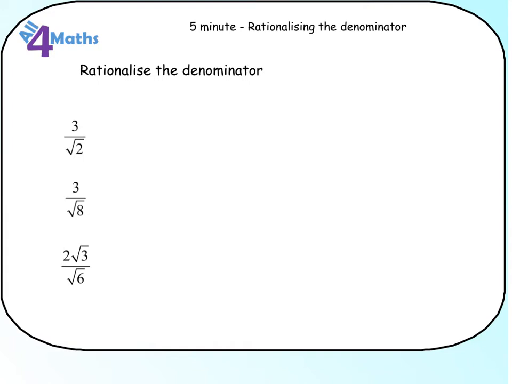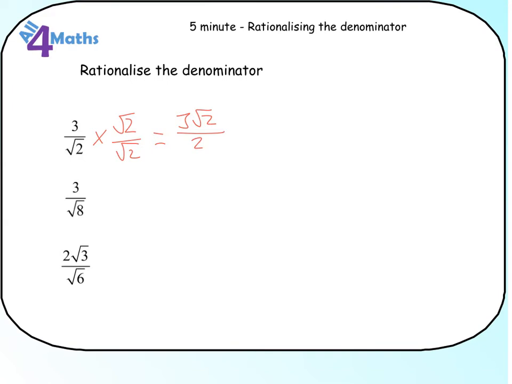So if I look at this first one, we have root 2 as the denominator of the fraction. As I've said, we don't want to change the value of this surd. So what we're going to do is multiply this by root 2 over root 2, as root 2 over root 2 is just 1, so it's not changing the value. This then becomes 3 root 2 on the top of the fraction, and root 2 times root 2, which is 2 on the bottom. This is already in its simplified form, so I don't need to do anything else with this one.